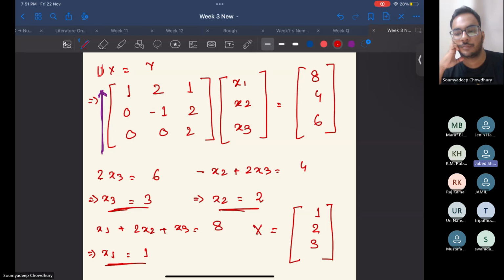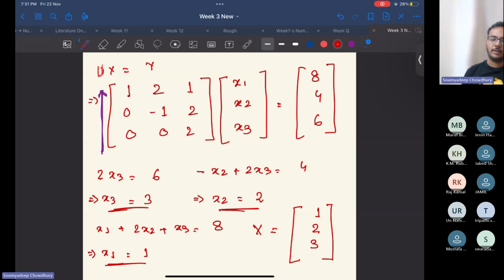Sir, we have used a lower triangular matrix in this method, then forward substitution method for extracting the values of x1, x2, and x3. Correct. Okay. So you have understood. So now I will show you the MATLAB code for this and explain how to do it in MATLAB.